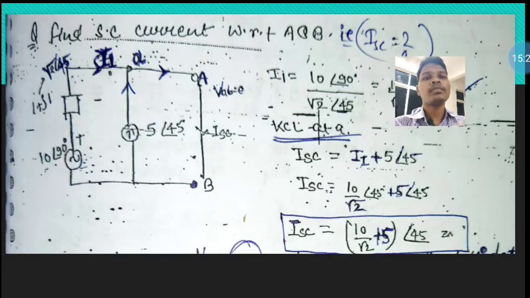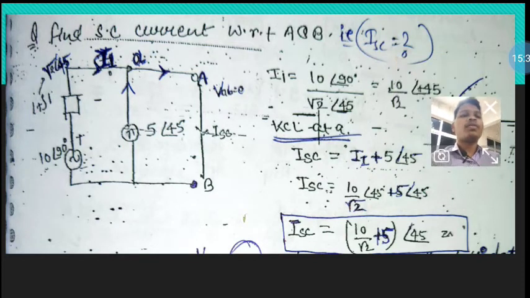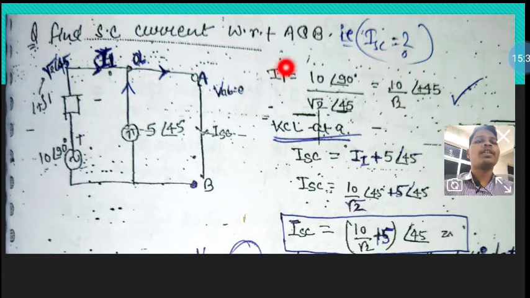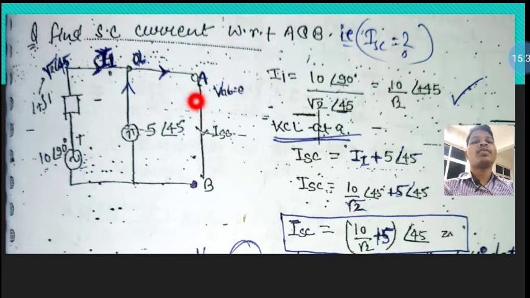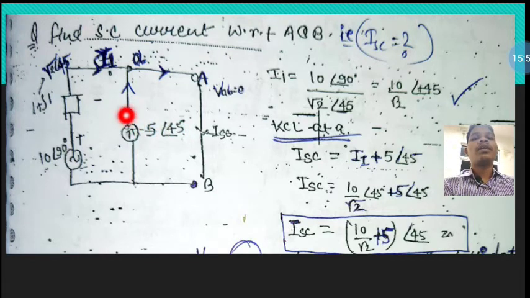Now come to another question. It is also asking about finding the short circuit current with respect to points A and B. This is point A and this is point B. We need to calculate the short circuit current by applying KCL and KVL only. Here 10 ohm at 90 degrees is there, and 1 plus j1 ohm is there, and here a 5 at 45 degree current source is there, and it is asking about the current across this short circuit between point A and point B.